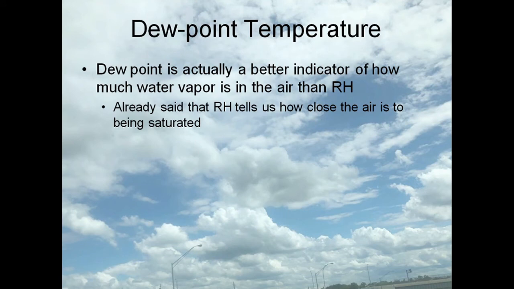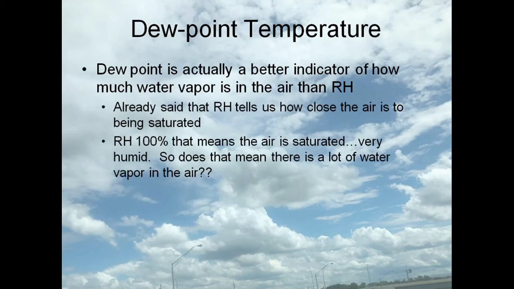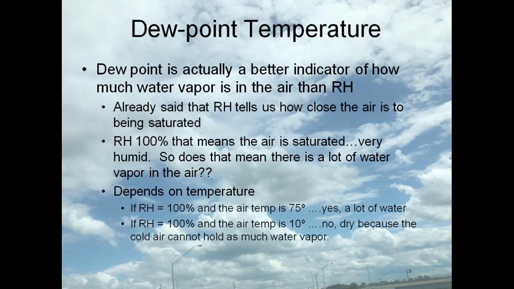Relative humidity tells us how close the air is to being saturated. 100% humidity means the air is saturated, very humid. It does not mean that there's a lot of water vapor in the air, and it depends on temperature. If relative humidity is 100% and the air temperature is 75 degrees, there's a lot of water. If relative humidity is 100% and the air temp is 10 degrees, no, because the cold air cannot hold as much water vapor. So you can still have 100% humidity even though it's 10 degrees outside, and it doesn't feel muggy.